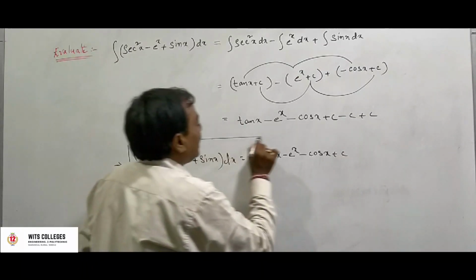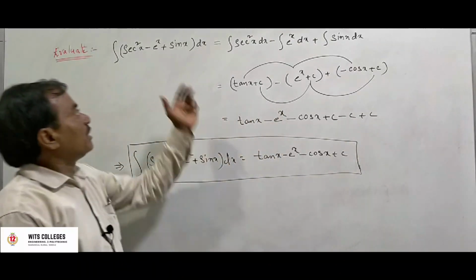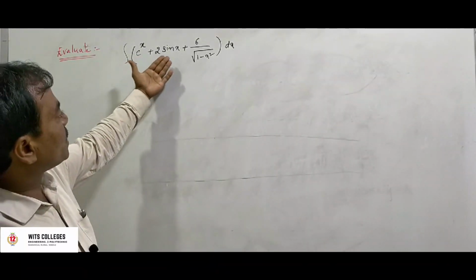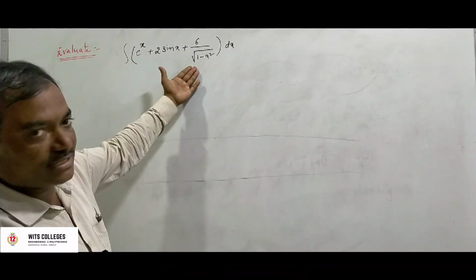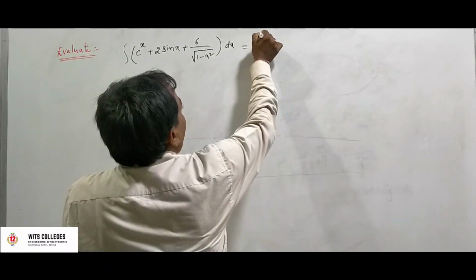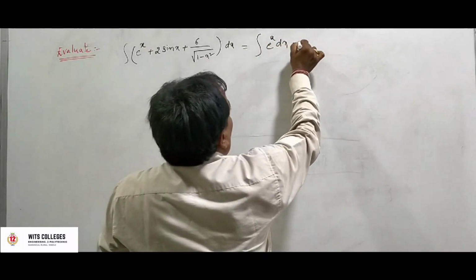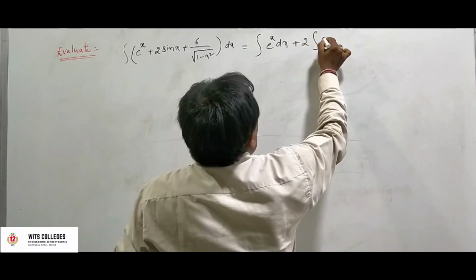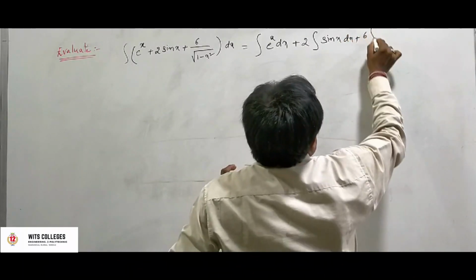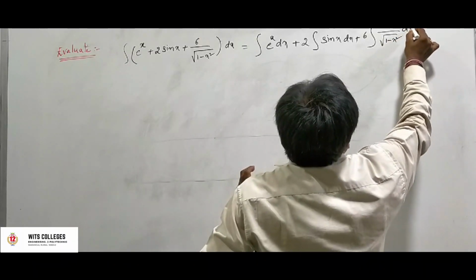Now this is the process of finding this type of indefinite integrals. Now evaluate integral of e power x plus 2 sin x plus 6 by under root of 1 minus x square with respect to x. So first we have to write this in this form: integral e power x dx plus 2 into integral sin x dx plus 6 integral 1 by under root of 1 minus x square dx.